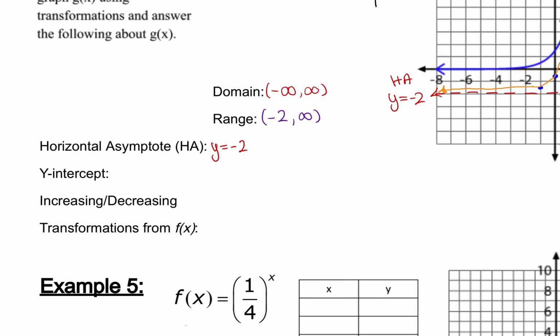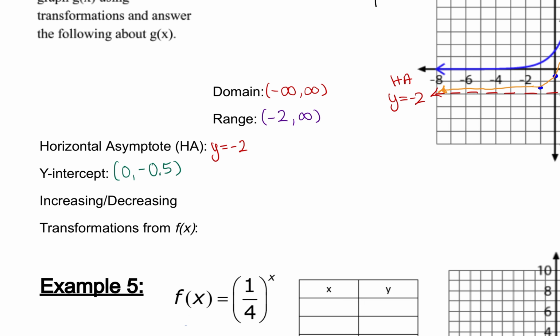My y-intercept for this one is located at 0, comma, -0.5. And looking at this graph, it's going to be an increasing function. Why is it increasing? Well, as I go further and further to the right-hand side of this graph, the y values are increasing. They're going upwards, okay? So that's an increasing function.